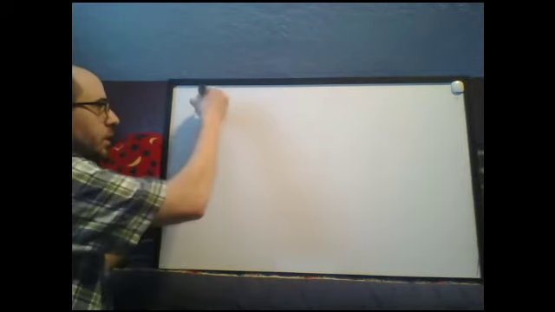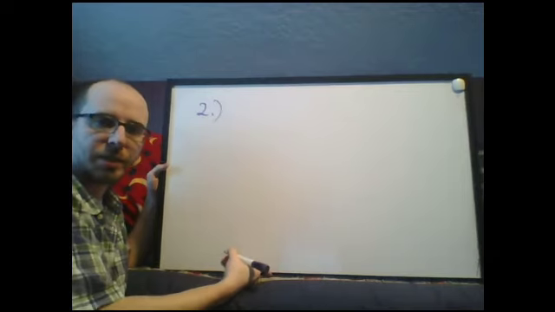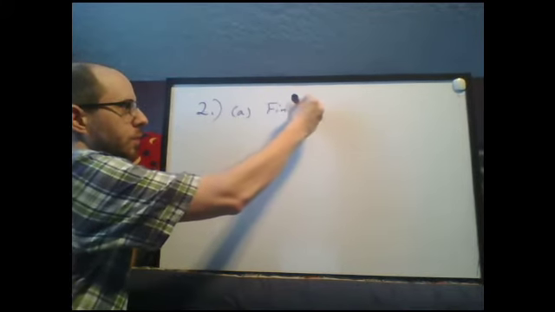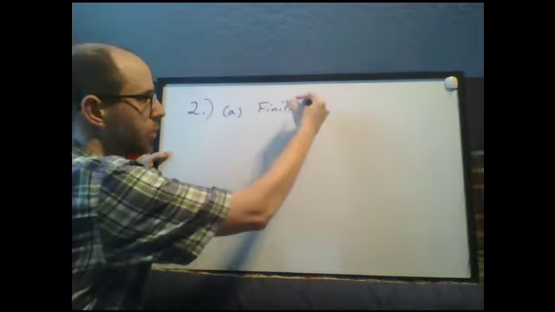Okay, so 2 is asking for examples. So give an example of each of the following. Part A is asking for a finite non-commutative ring with characteristic 4.